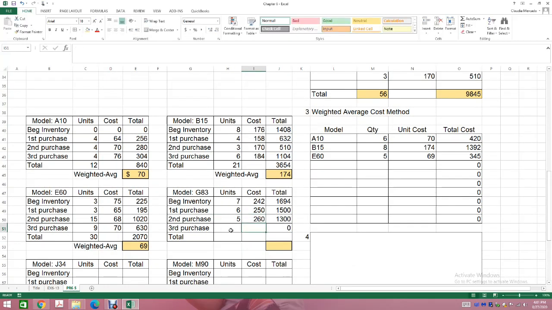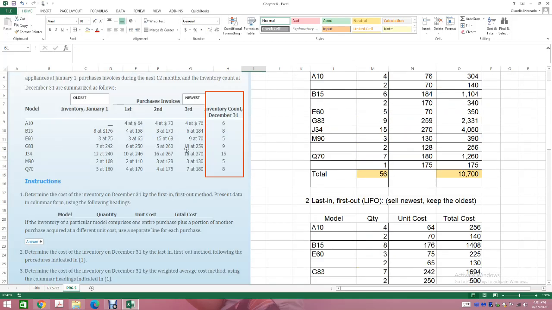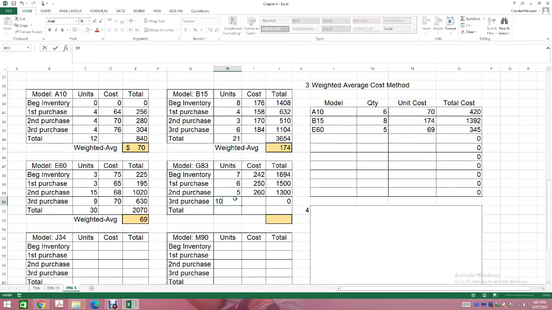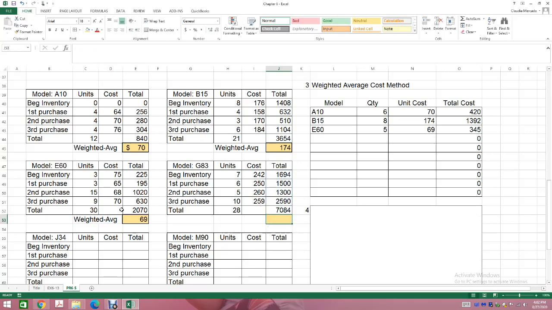And I'm going back so you can see where I'm getting my numbers. So we're looking at G83, third purchase, we have 10 at 259. So now we get our total units and our total cost. And now we can calculate our weighted average. We're going to get the total cost, which is $70.84, divided by your total units, which are 28. And that's going to give me a weighted average cost of $253. Now this is model G83.